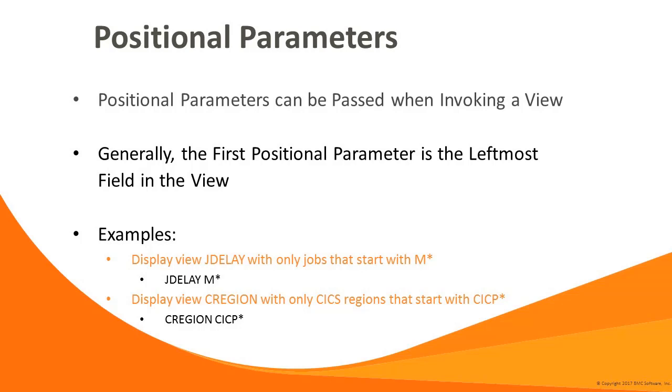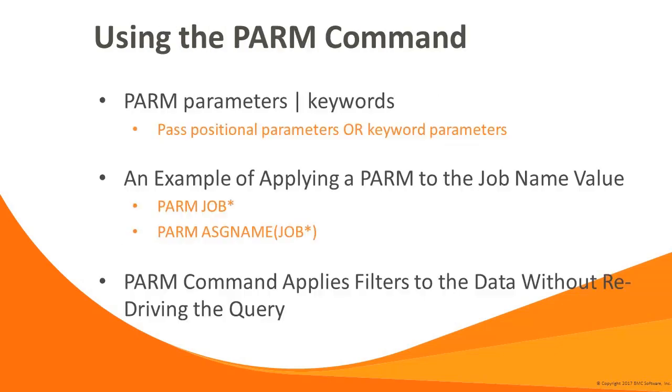To display the view JDELAY and only include those jobs that start with M, I would issue JDELAY M star. For KICS, I would issue CREGION CICP star to display only KICS regions starting with CICP. If you wish to skip a parameter, but include the second or later parameters, you can do so by using an asterisk as a placeholder for the skipped values. Keyword parameters are also supported if you know the element name for a field. Keywords are expressed as elements or arguments.